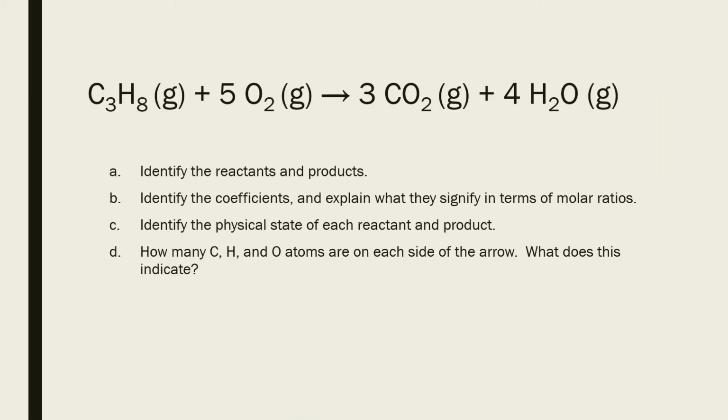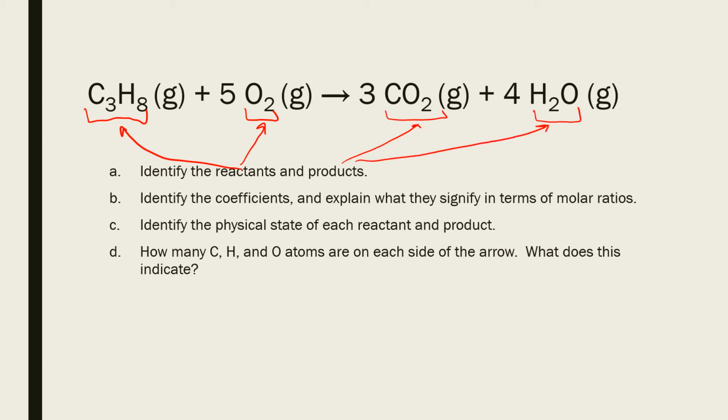Consider this chemical reaction, and let's try to answer these questions. The first question is, identify the reactants and products. We know that reactants are given on the left hand side of the equation. Therefore we have two reactants. These two are reactants, and the products are carbon dioxide and water. These two are products.